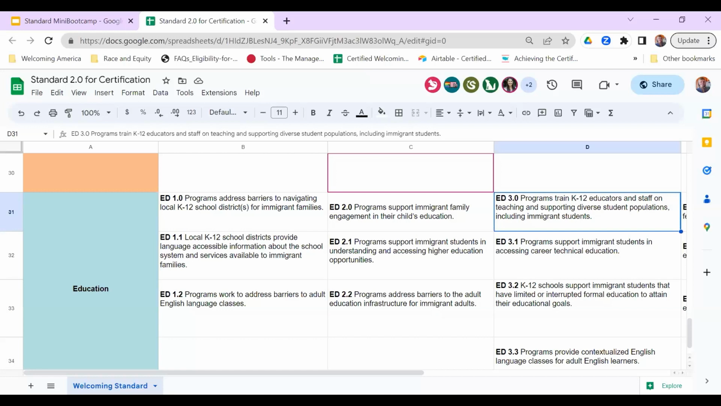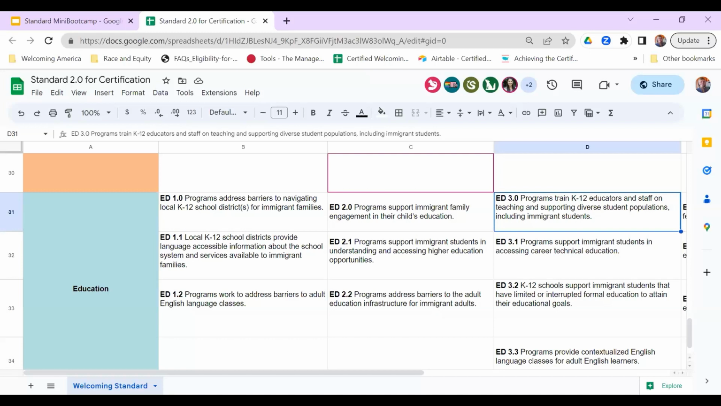And then for 3.2, K through 12 schools supporting immigrant students that have limited or interrupted formal education to attain their educational goals, right? So our SLIFE programs. Just wanting to ensure that these are appropriate for the students, and so that SLIFE programs are not isolating older students, so that they still have the opportunity to finish their high school career as they choose.